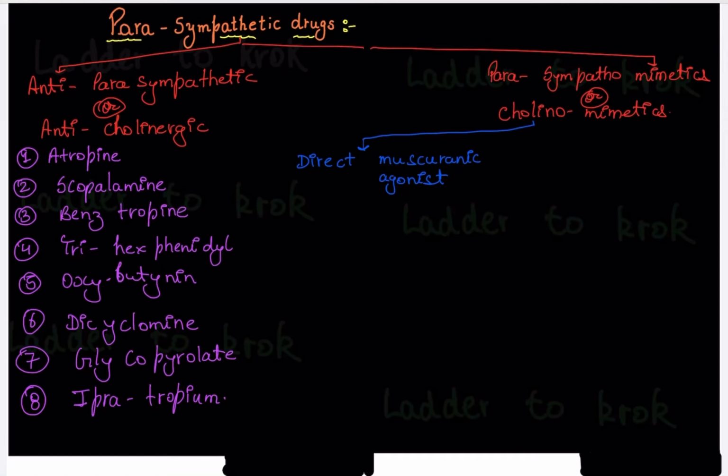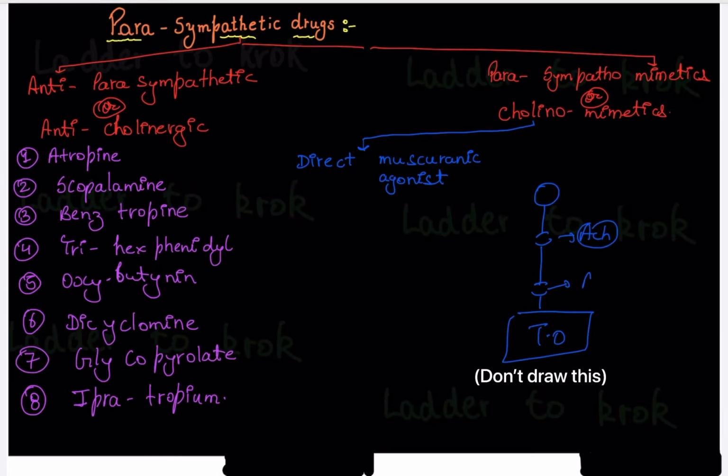Although we already discussed this, I still want to tell you. This is your target organ. Here there is acetylcholine, and here also acetylcholine. In the parasympathetic system we only have acetylcholine. So direct muscarinic agonists are those that directly increase this acetylcholine.